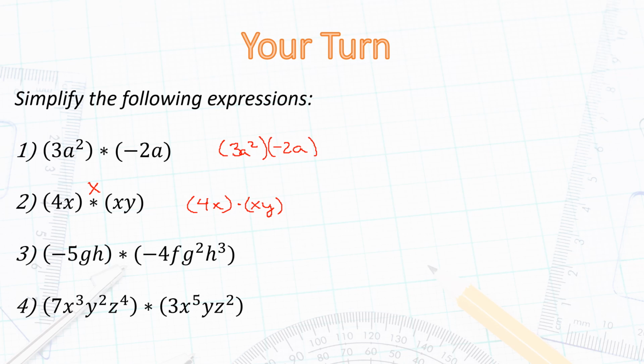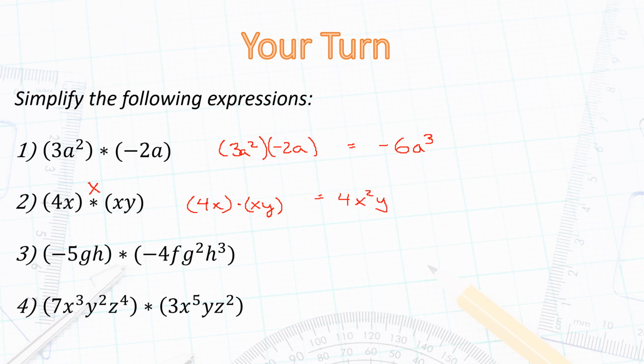All right, so 3a squared times minus 2a, 3 times minus 2 is negative 6, a squared times a, that's a cubed. 4x times xy, 4x, and there's two x's in it, so it's going to be 4 times 1, because xy has no coefficient, so we just assume it's 1. X times x is x squared, and then there's a y there too.